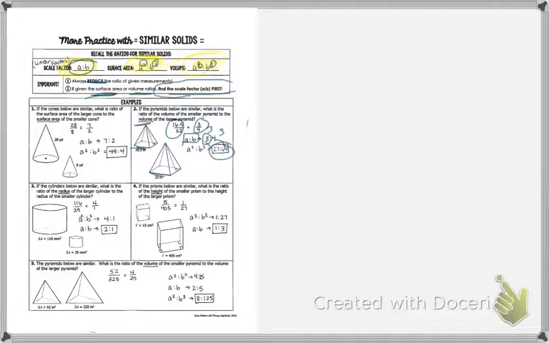Then we move on to examples like 3 and 4. One gives you area, one gives you volume. Always you look to get the original, which means if they're giving you the area, we're going to have to square root. If they give you volume, then you're going to have to cube root. Okay, and the cube root always looks like that.